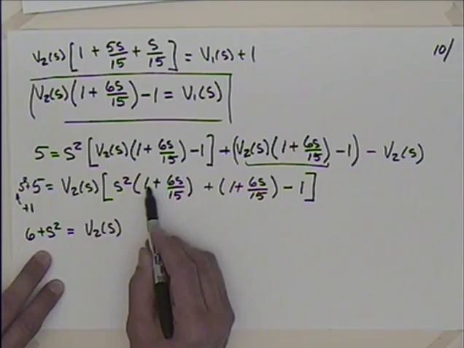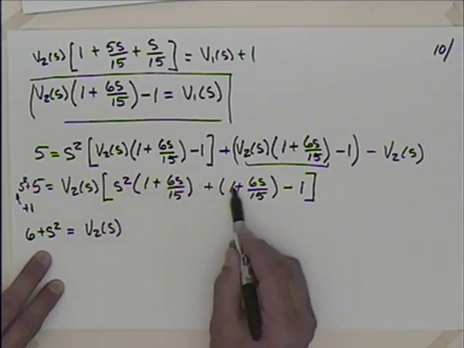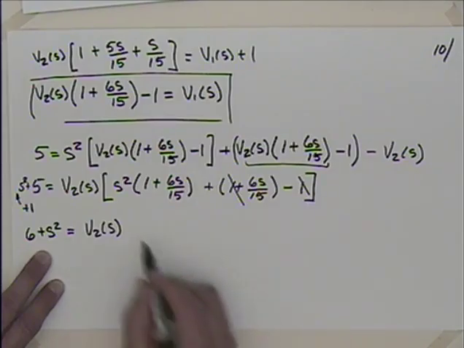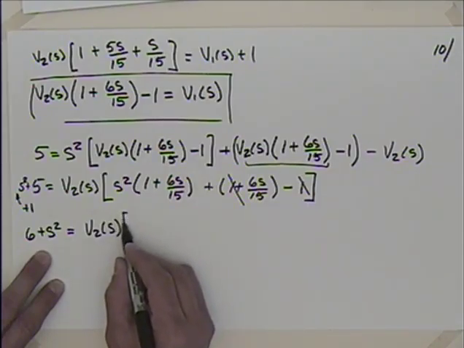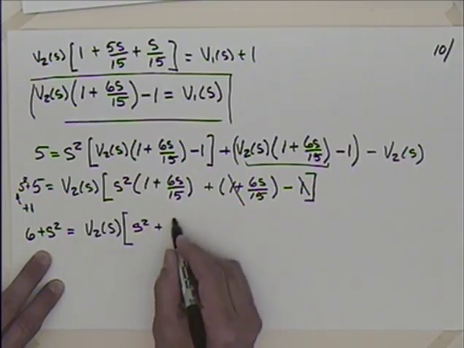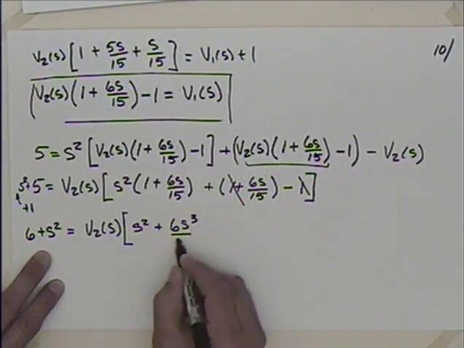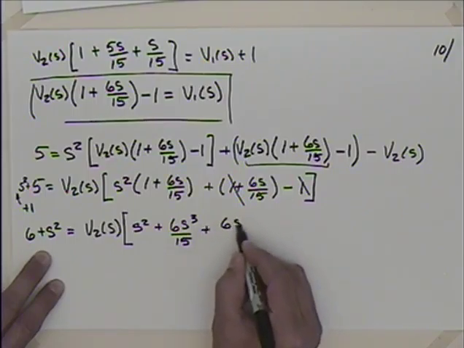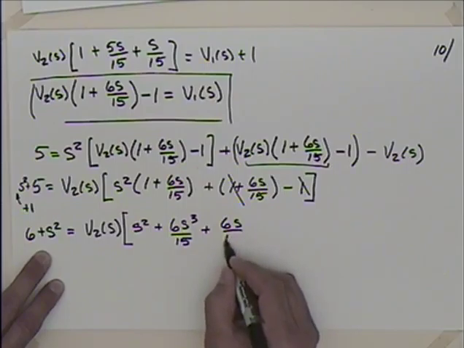This is s squared, and that's s squared, but this is 1 minus 1, so I get to cancel that out, don't I? Yeah, that'll be kind of interesting. s squared plus 6s cubed over 15 plus 6s over 15.